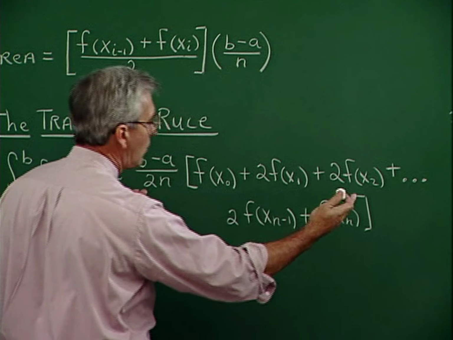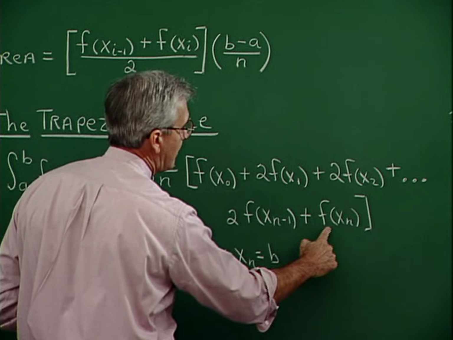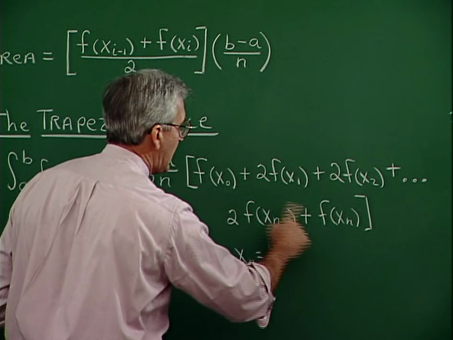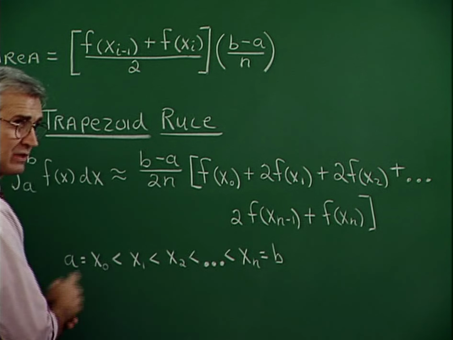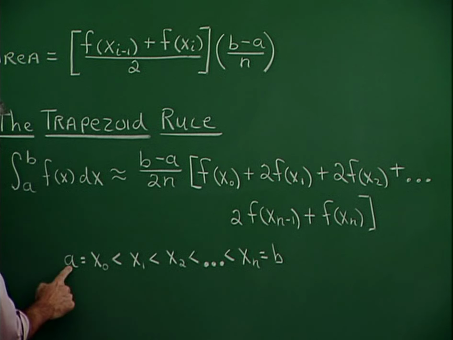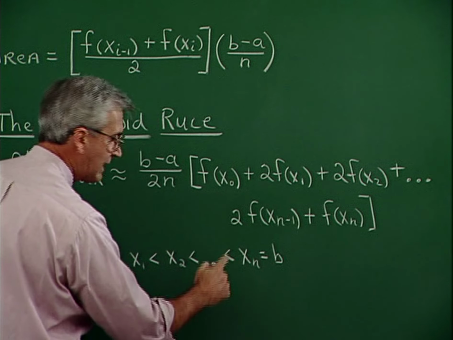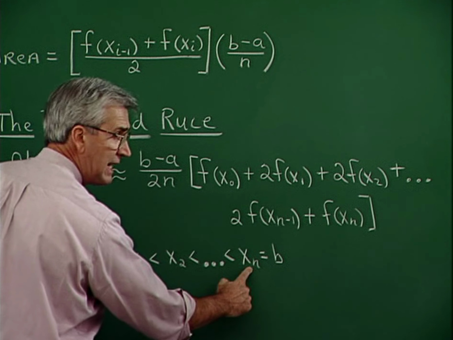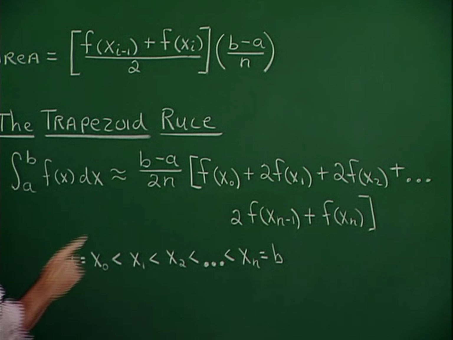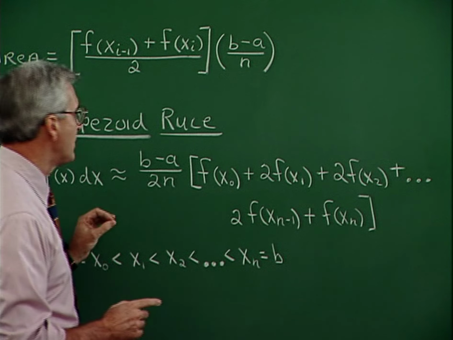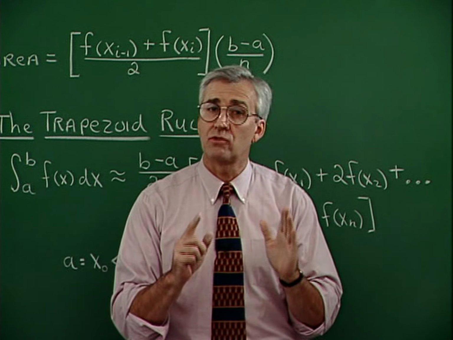We'll understand why that's happening in this mathematical form. And then we add all the way to 2 times f of x sub n minus 1 plus f of x sub n. Now, in this configuration, x naught is the beginning of the interval and x sub n is the end of the overall interval. a is equal to x naught, and x naught is less than x sub 1, and x sub 1 is less than x sub 2, and so on all the way down the line. And when we get to x sub n, that is the value b. Okay, so let's see how the trapezoid rule works. It's remarkably accurate even using a small number of trapezoids.